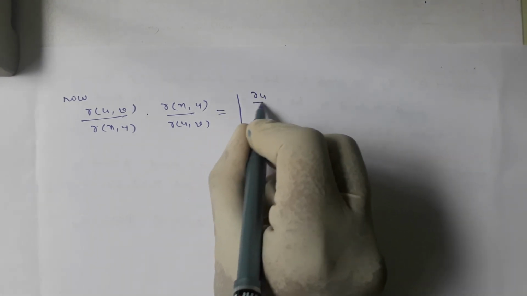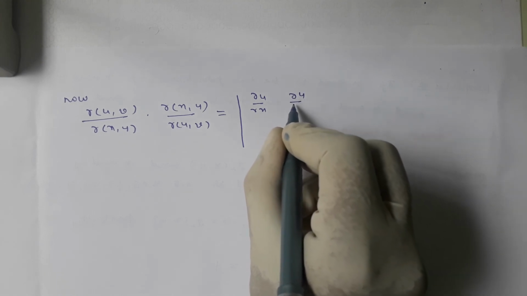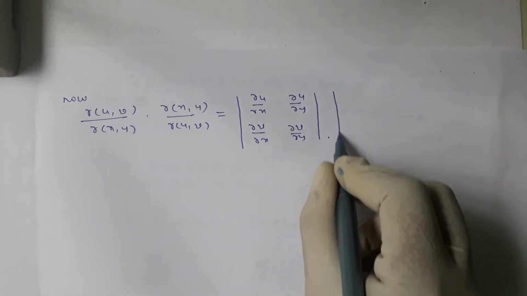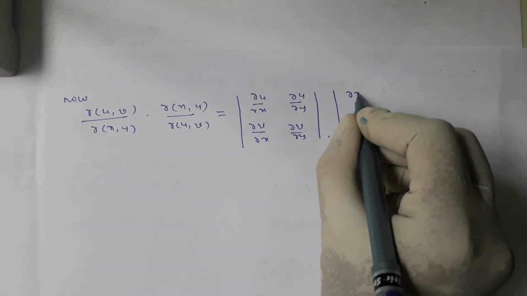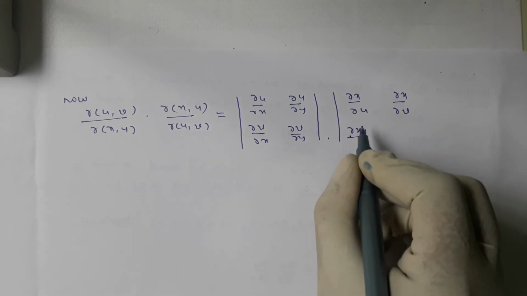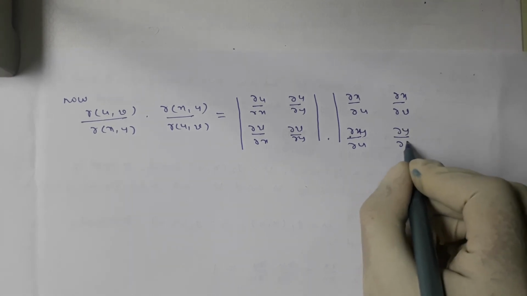Next, as above, whereas now dou of u comma v divided by dou of x comma y into dou of x comma y divided by dou of u comma v is equal to, as the two determinants, it is dou u by dou x, dou u by dou y, dou v by dou x, dou v by dou y into dou x by dou u, dou x by dou v, dou y by dou u, dou y by dou v.